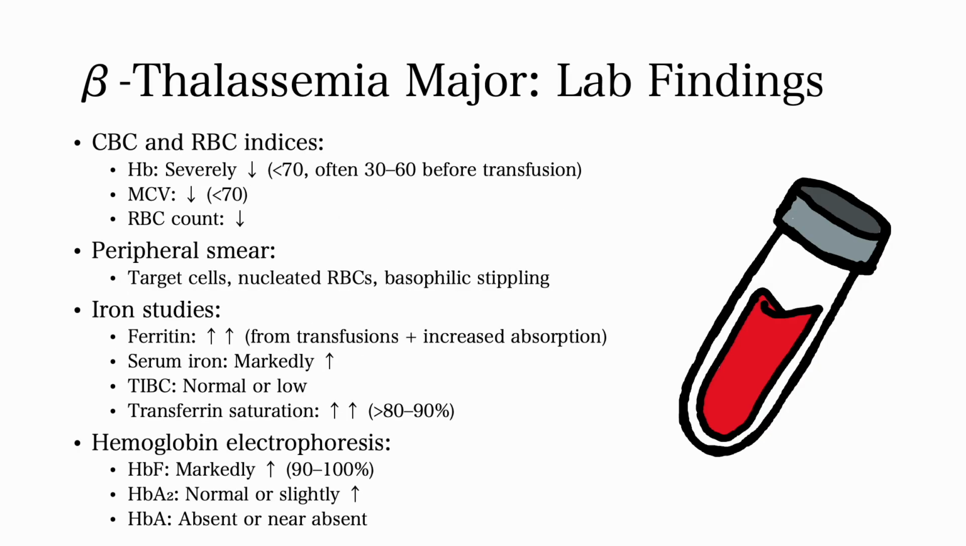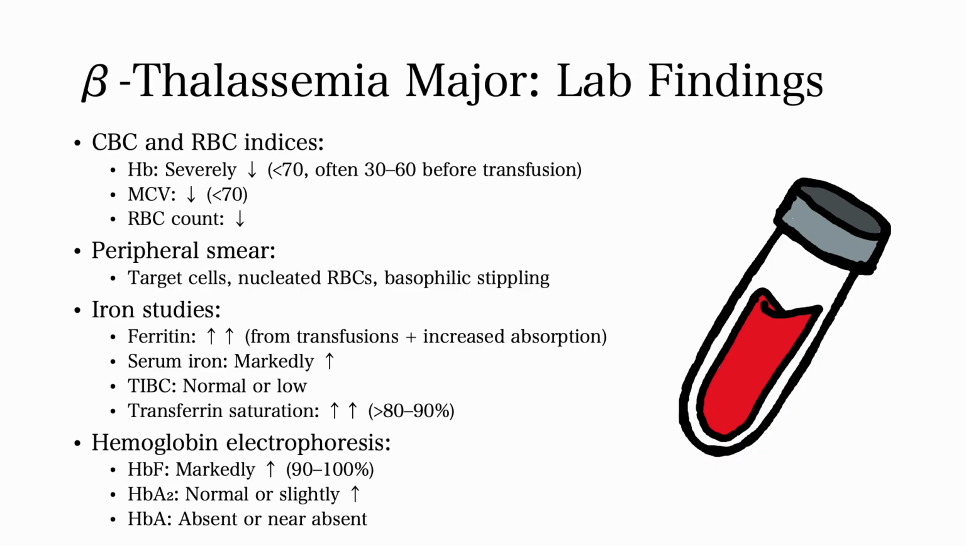When it comes to beta thalassemia major, the lab findings in terms of the CBC would be severely decreased hemoglobin, usually less than 70 and often between 30 to 60 before transfusions. The MCV would be decreased, which would be less than 70. Red blood cell count would also be decreased. In terms of the peripheral blood smear, you'd see target cells, nucleated red blood cells, and basophilic stippling. In terms of the iron studies, you'd see increased ferritin, and this is from transfusion and increased absorption.